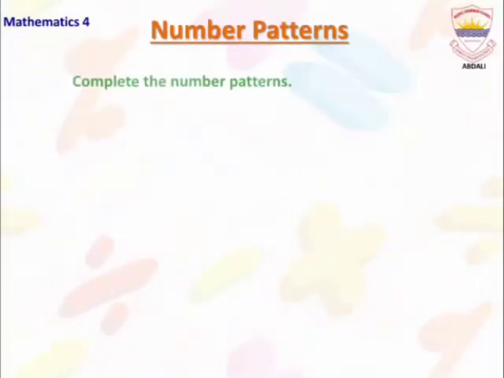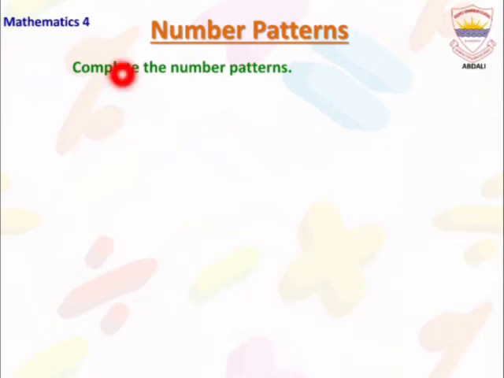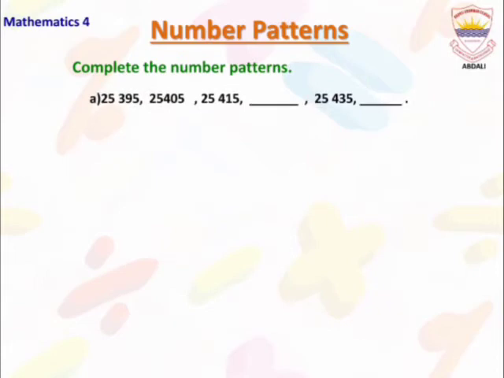Our another question is, in a number pattern, complete the number pattern. Here, students, our question is shown: 25,395, 25,405, 25,415. After 25,415 we find a number, and our last number is 25,435, and after that we find our number. We find two numbers in this number pattern.